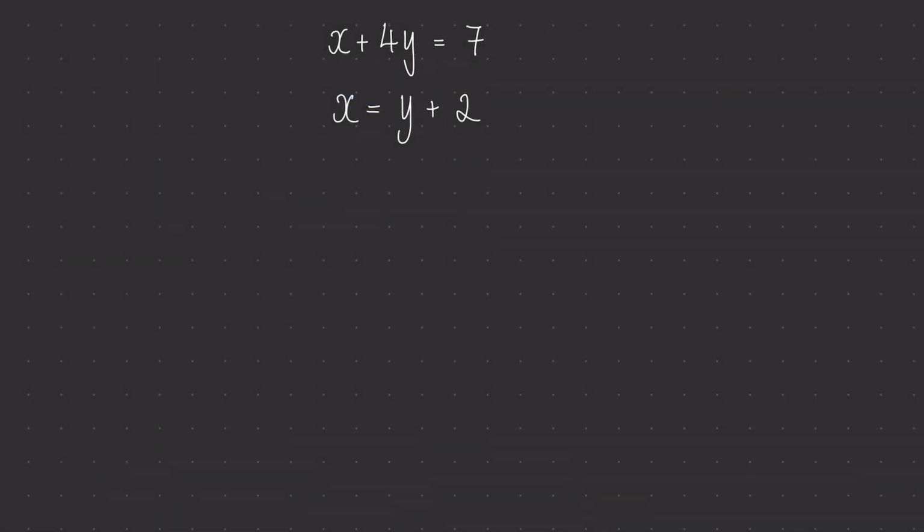Here is an example of what a pair of linear simultaneous equations looks like. In this video we're focusing on linear equations, so that means that when we look at our equations, there are no higher powers of x or y than 1.